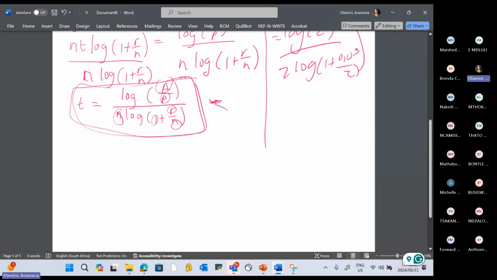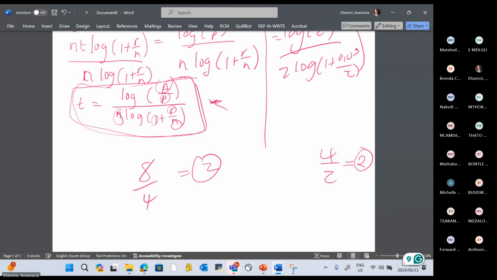Okay, let's look at this. What is 8 divided by 4? It's 2, ma'am. What is 4 divided by 2? It's 2, ma'am. So we get the same answer.